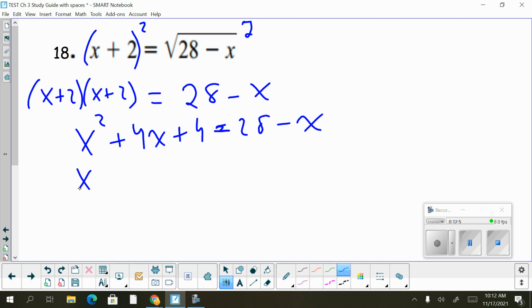Did I mess something up? I'll add my x over. I messed something up on my answer key. I'm going to fix my answer key.